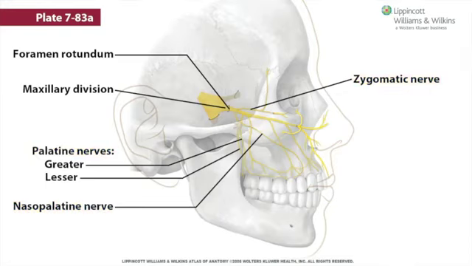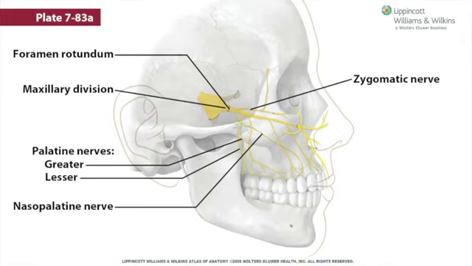The zygomatic branch, which carries postganglionic parasympathetic fibers destined for the lacrimal gland, enters the orbit through the inferior orbital fissure. It divides into branches that pass through the zygomatic bone to innervate skin over the temple and the cheek. The maxillary nerve also continues into the orbit via the inferior orbital fissure and enters the infraorbital groove on the orbital floor, which leads to the infraorbital canal.